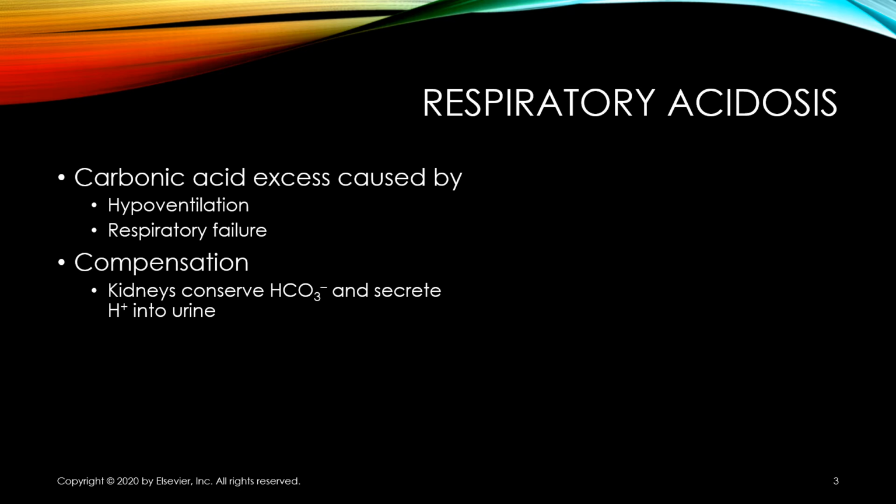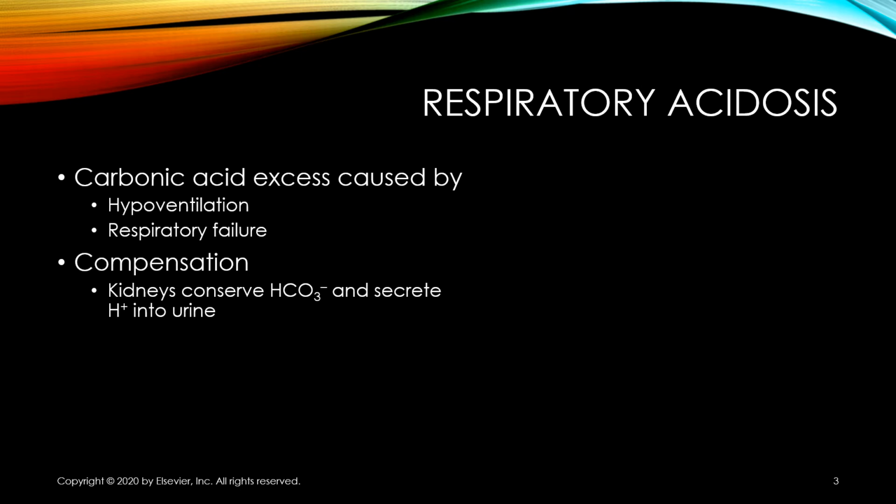Now, our kidneys, like we talked about a minute ago, are going to try to compensate. They are going to start conserving as well as making bicarb, and they're going to start excreting those extra hydrogens in the urine. So we will see all of these play in, and when we start assessing our ABGs, we can see these levels changing based on how well our body is compensating.